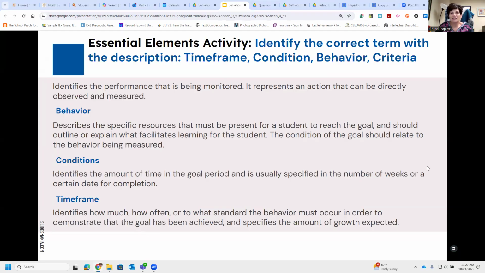What identifies how much, how often, or to what standard the behavior must occur in order to demonstrate that the goal has been achieved, and it specifies the amount of growth expected? That would be our criteria.